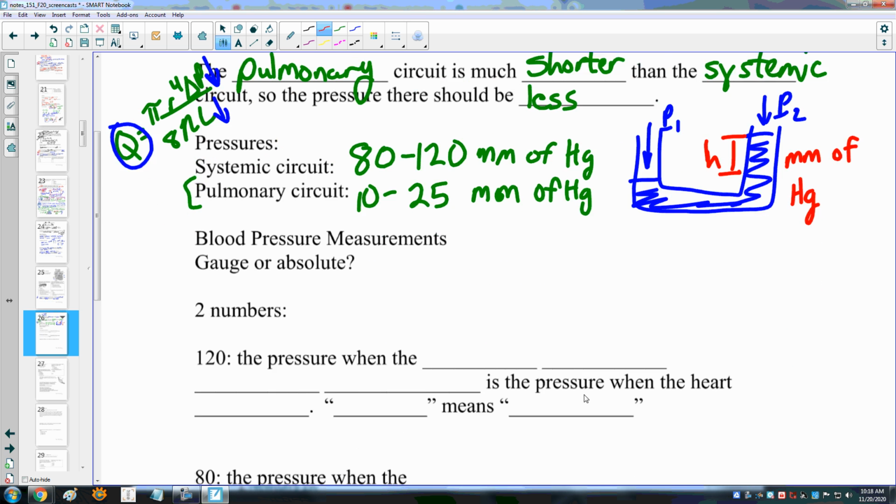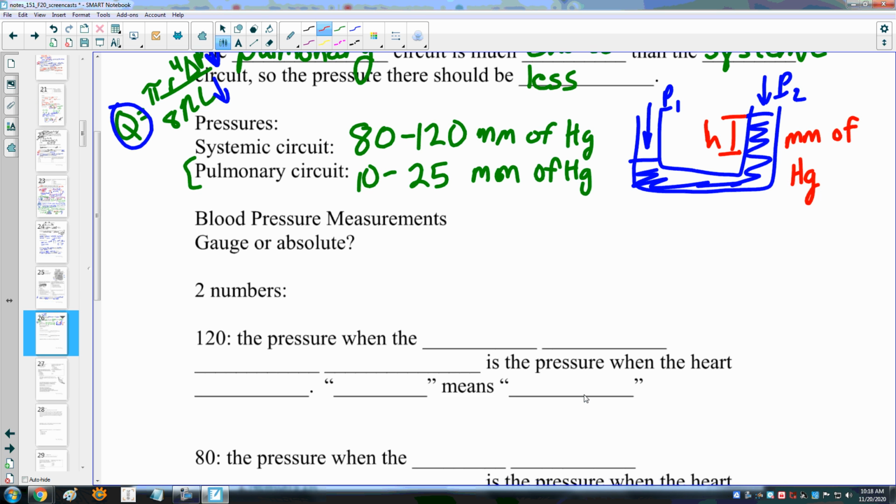Also, are the blood pressure measurements gauge or absolute measurements? Well, of course, these are gauge measurements, and I just want to remind you that the absolute pressure is equal to the gauge pressure plus the atmospheric pressure.